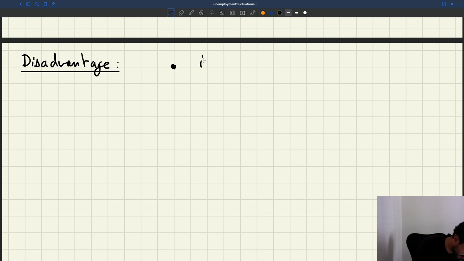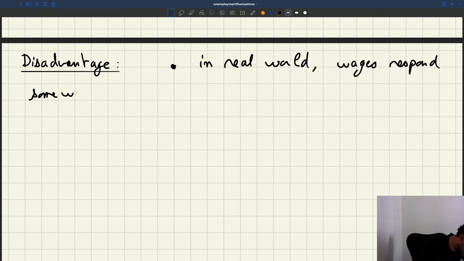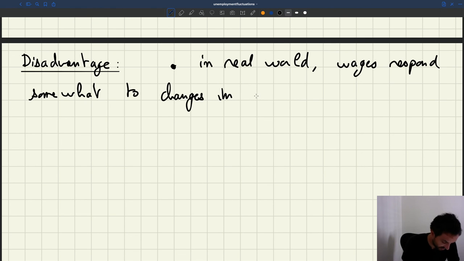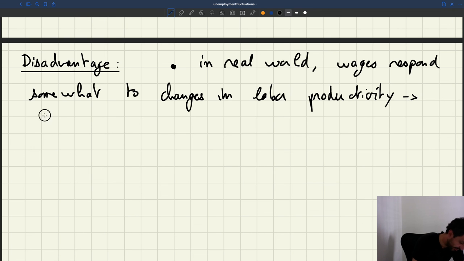So the disadvantage is that in the real world, wages respond somewhat, and we'd have to see what that means, that's a bit of a loose statement, to changes in labor productivity. They are not completely fixed.